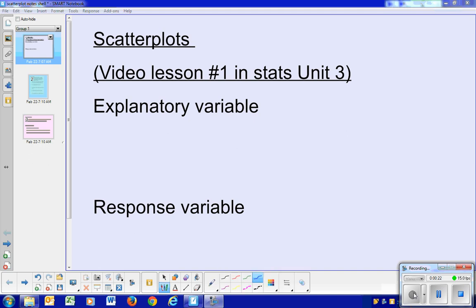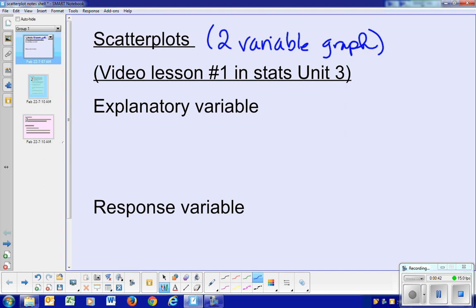So unlike the other graphs that we have studied so far, this is a graph that goes with lists of two different values. So that's what makes this unit different than anything that we've studied previously, is it's a two variable graph. We've talked about box plots, we've talked about stem and leaf plots, we've talked about histograms. All of those are one variable graphs.